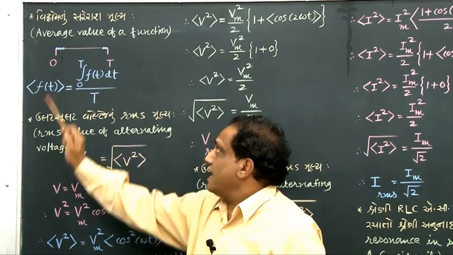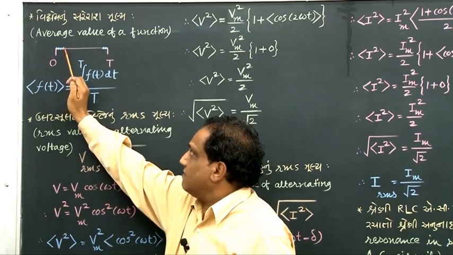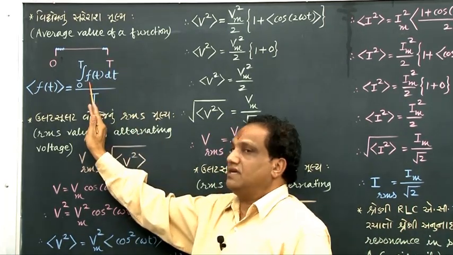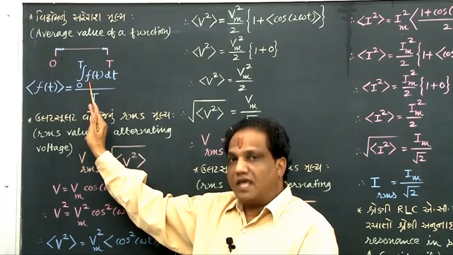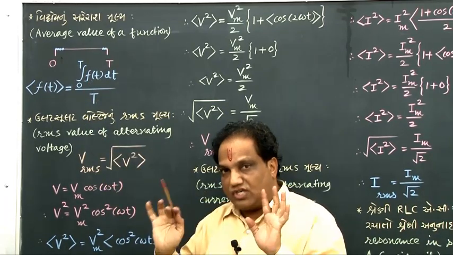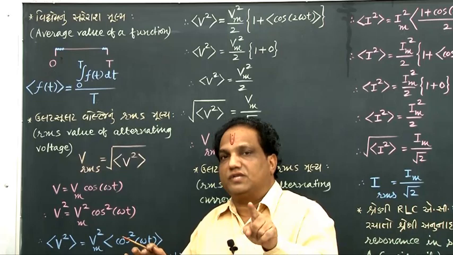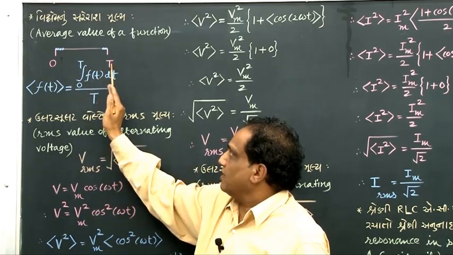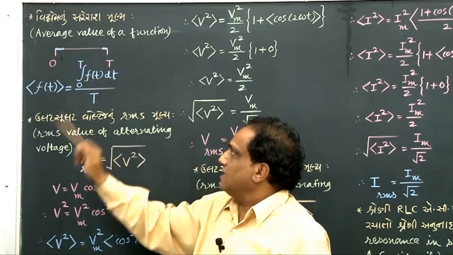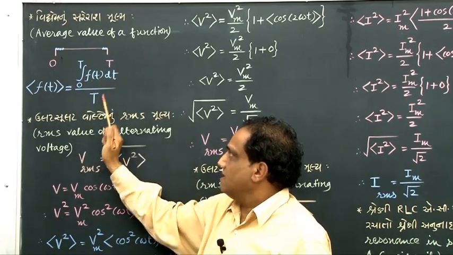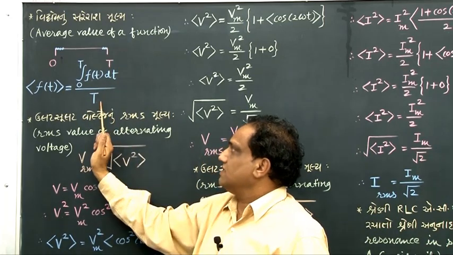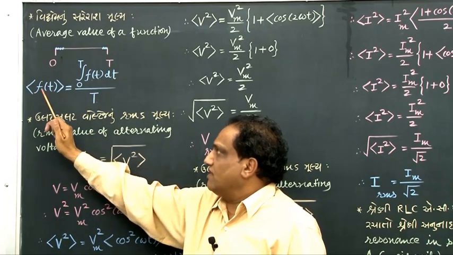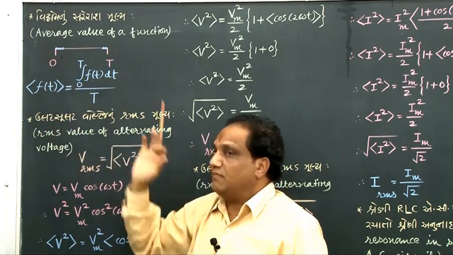Then what should you do? At each instant of time in this time interval, you should find the instantaneous values of that function, and then you should take the addition of all those values. Addition or summation means an integration, correct? From 0 to capital T. And then that summation should be divided by the same time interval, that is T. If you do that, then such a ratio will give you the average value of that function in this much time interval.